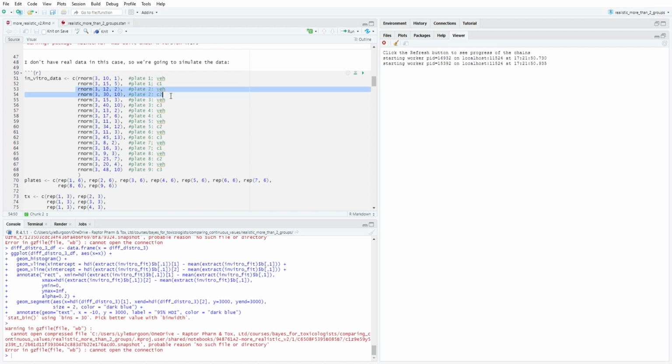These 2 lines here for plate number 2. This is your vehicle. Again, 3 samples, mean of 12, standard deviation 2.